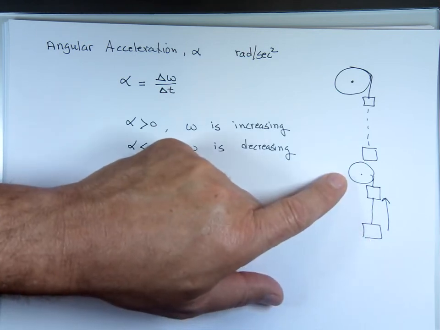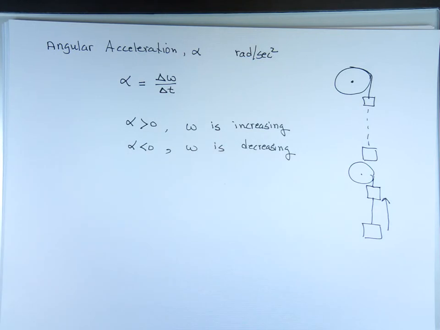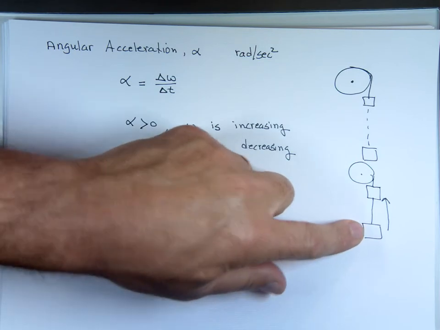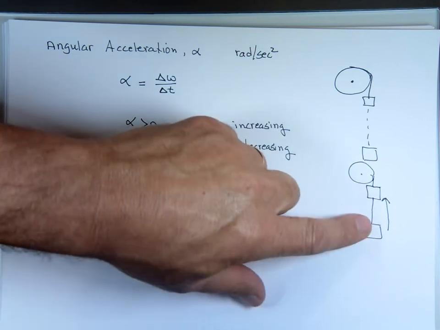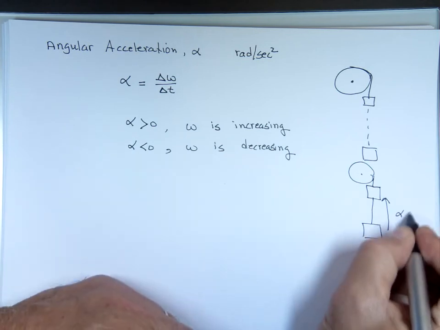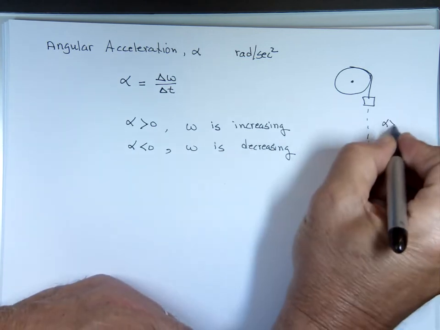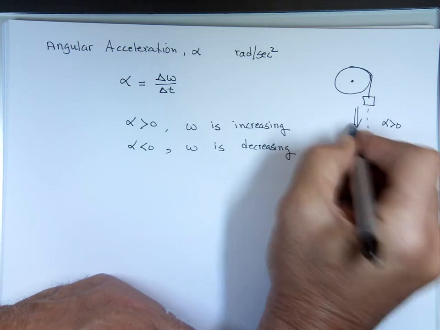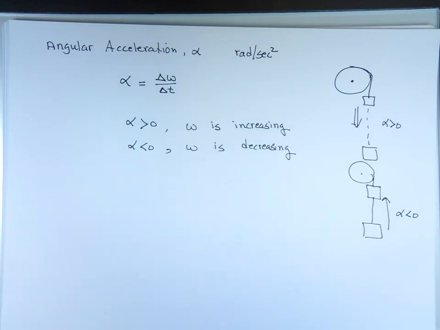So if somebody spun it like the wheel really fast with their hand and put the string on it and stop spinning, as this one rises up, you will see this one start to slow down. Alpha will be negative. This one's moving down, so we pick up speed. This is going up, alpha is negative.